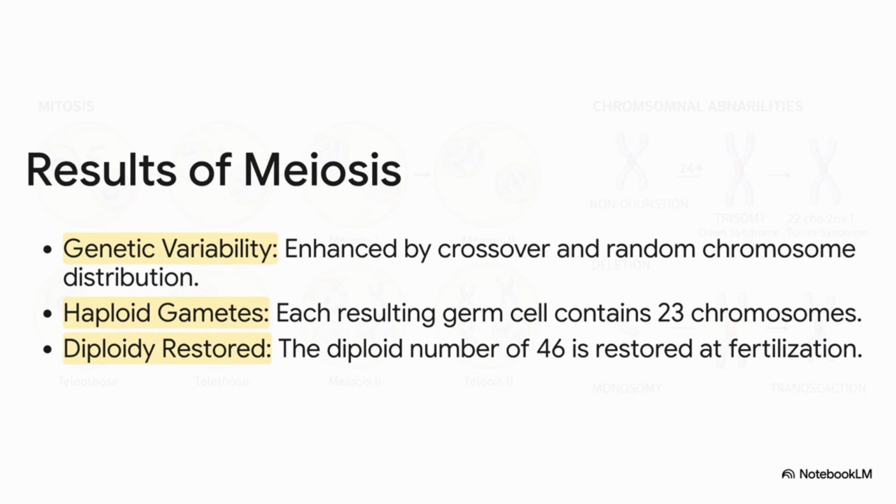Well, there are two huge ones. First, it massively boosts genetic variability, thanks to both that crossover we just saw and the random way chromosomes get sorted. And second, it produces haploid gametes. Each sperm and egg gets just 23 chromosomes. This is so important because when they finally unite at fertilization, boom, the diploid number of 46 is perfectly restored, creating a brand new, genetically unique person.